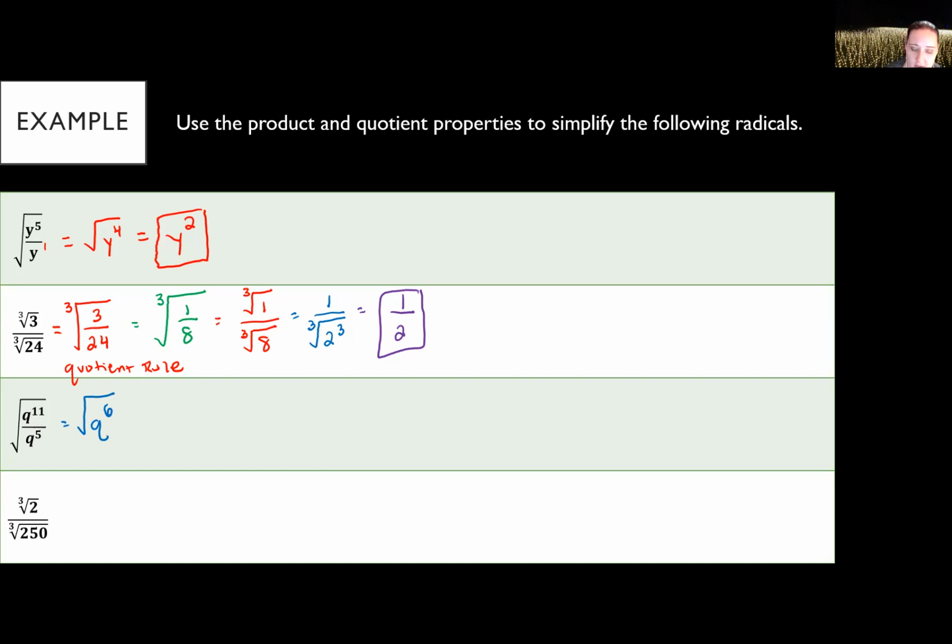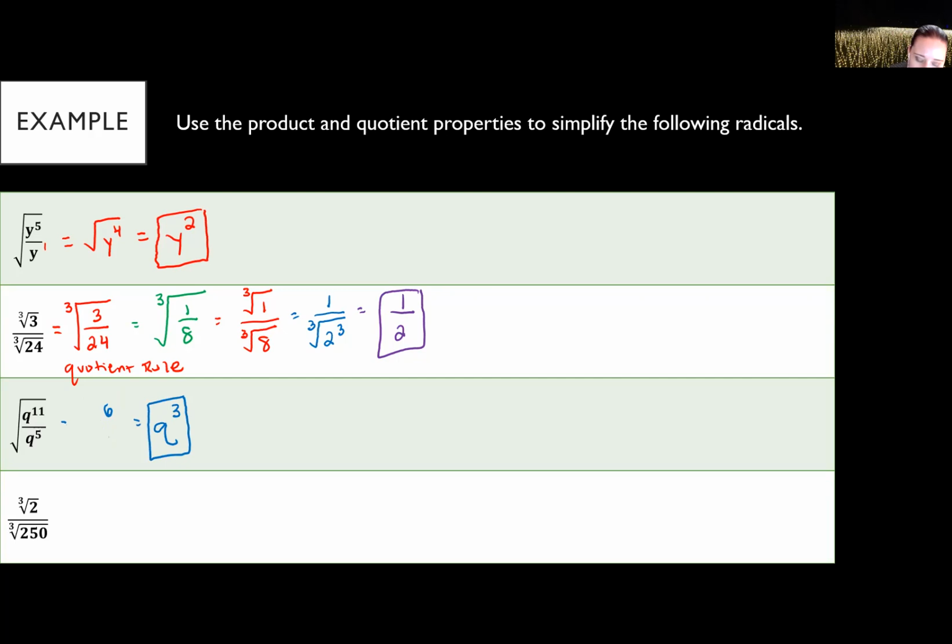And then again, it's a square root, so I divide the exponent by 2. 6 divided by 2 is 3. So this will give me q cubed left over. So that's the way that I do it, just like I did the first one.